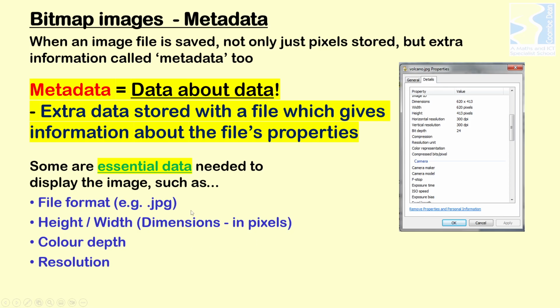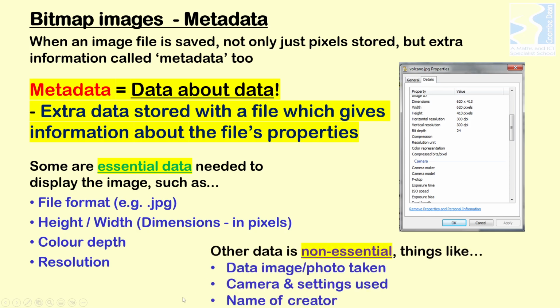When working with images, there is some data that is essential to show the image, just as the file format. Is it a JPEG? Is it a PNG? You've got to have the dimensions, the height and the width, so you can recreate it. You've got to have the color depth, so it knows how many colors and bits are used, and you've got to store the resolution. These are essential to show the image. There are other non-essential data that you can store with it, such as the date when the photo was taken, the camera settings used, the name of the creator, and many other different settings. But they are not essential. You do not have to have them.